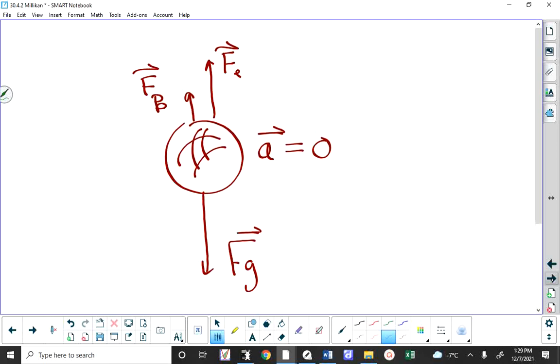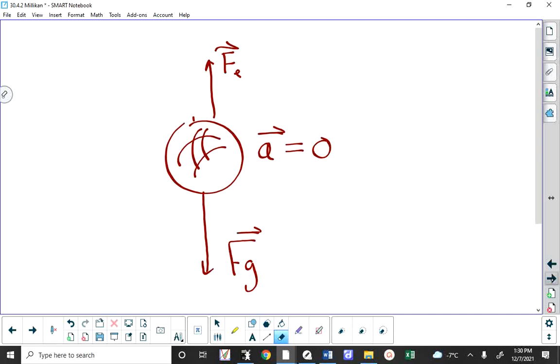You were right, though. If you could get a perfect vacuum, if you could pump all of that air out, then the buoyant force wouldn't exist because it's a product of the interaction of the air with the drop, which would mean the two forces would actually only be electric and gravitational. Does that answer your question? Okay. Any other questions before we go on?